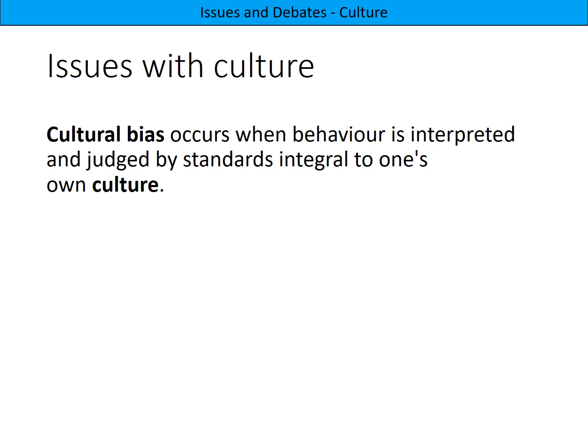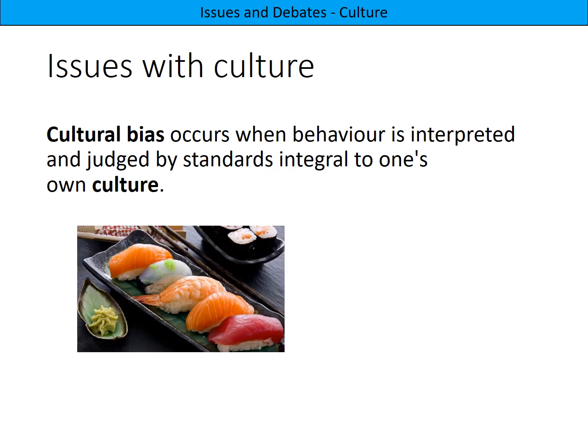So this assumption that any behaviour which is seen in the Western world, in Europe, in America, is then the norm, this is where our issue lies. So this is our problem. So cultural bias occurs when behaviour is interpreted and judged by standards integral to one's own culture. Now what we mean by that is, for example, if I was from European descent and I went over to Japan and judged them for eating sushi for their dinner rather than the bog standard roast dinner or maybe beans on toast, that would be problematic. I'm judging their society's behaviour based on my own culture, based on my own values.